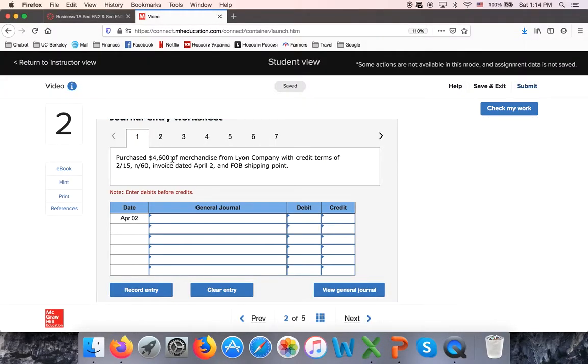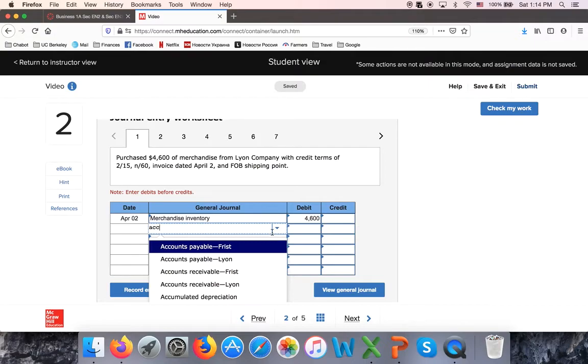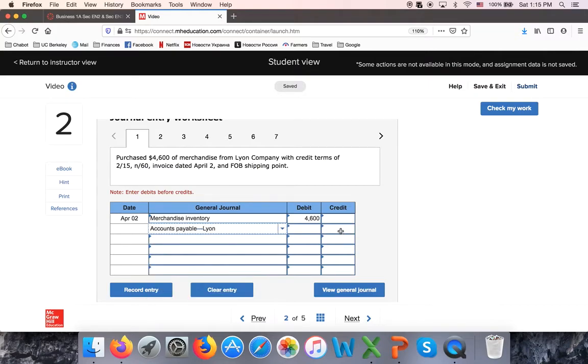But right now, I'm just recording that I purchased merchandise inventory debit, 4,600. And it's on account, so accounts payable. By the way, guys, now we should not be just saying accounts payable. We should say accounts payable dash Lion Company, because it's just easier to maintain accounts payable. There's actually a separate subsidiary ledger. We will talk about it a little bit more in later chapters. And so we have to designate dash who is the supplier.